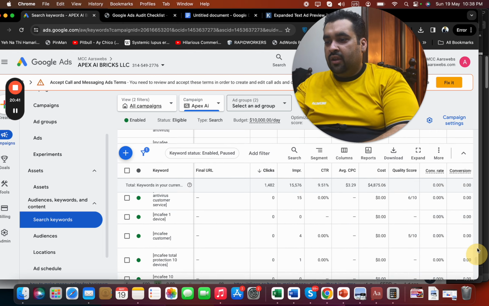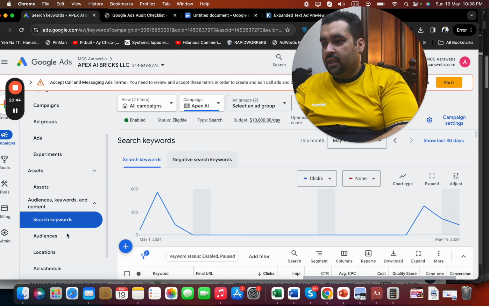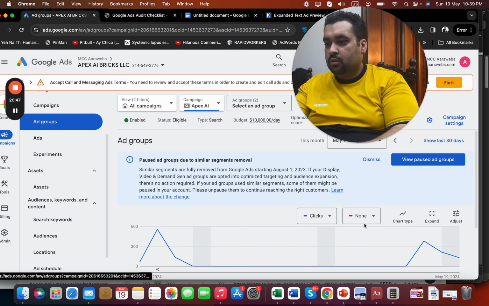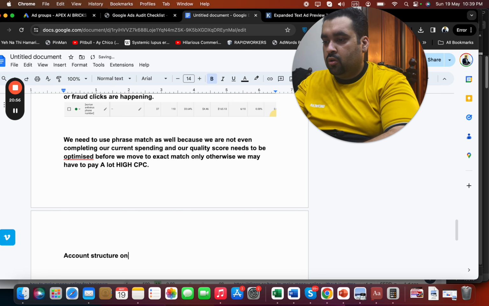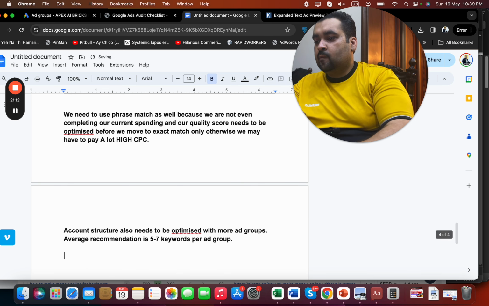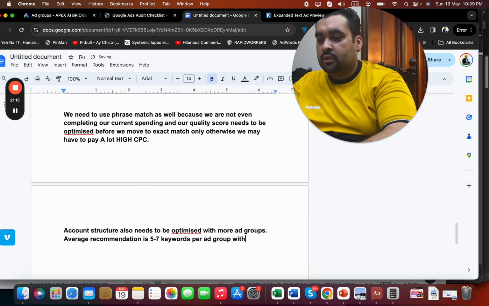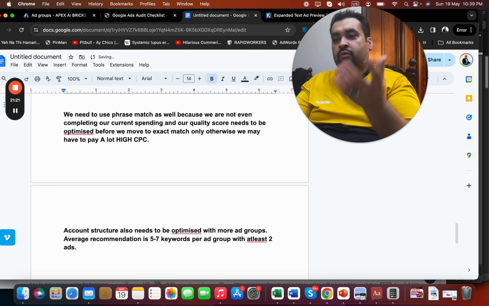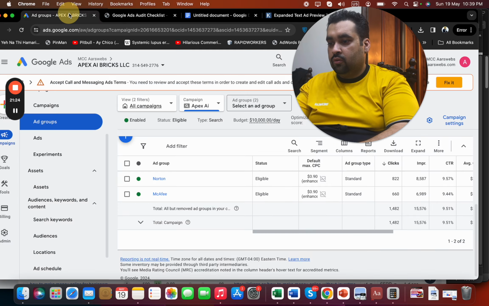So we figured that 105 keywords could be good, but 105 keywords divided in two ad groups means that they need to be divided into more ad groups. So the account structure also needs to be optimized with more ad groups. The average recommendation is 5 to 7 keywords per ad group, with at least two ads. Now we have a total of two ads and we are targeting 105 keywords, so that is another very negative aspect over here.